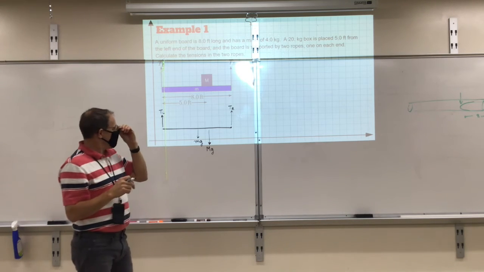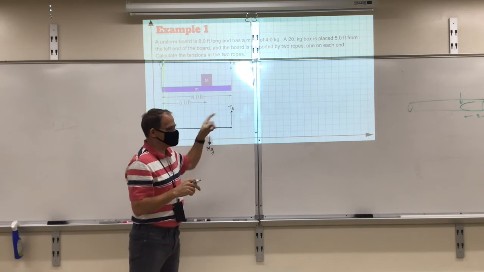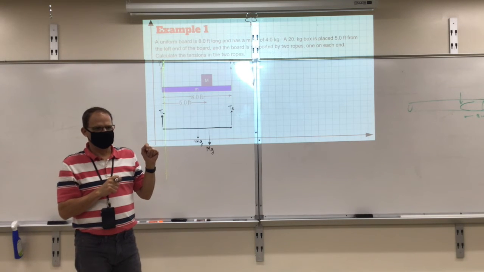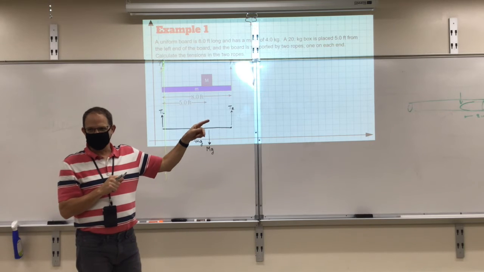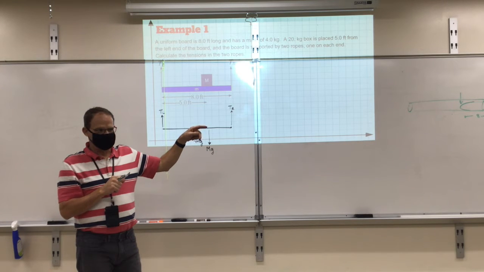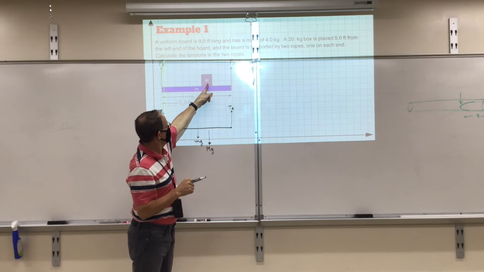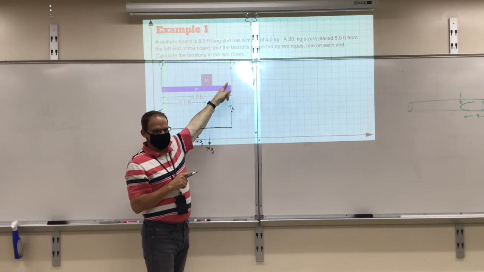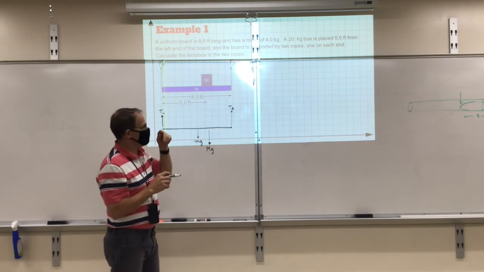All right, what is your guess? Which of those two strings will hold more of the weight? You think the one on the right? Yeah, I mean, if you move this over more and more and more, this guy's going to have more of the weight, right? So we expect TR to be greater than TL.